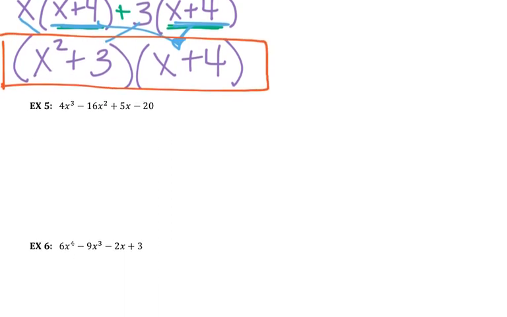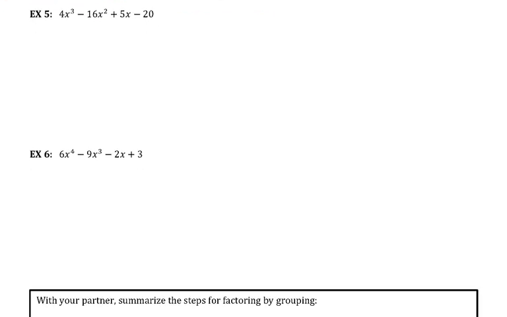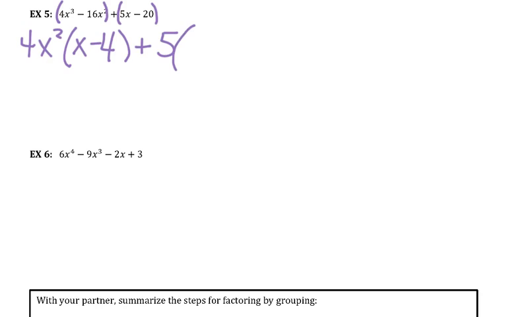Let's take a look at example 5. In example 5, we start the same way. We've got four terms. We group them by putting parentheses in, so they're grouped into sets of 2, and then we look for the GCF. The GCF in the first set is 4x squared, and then we're left with x minus 4. Then we've got that plus sign. In our next set of terms, the GCF is 5. When I factor out a 5, I'm left with x minus 4.